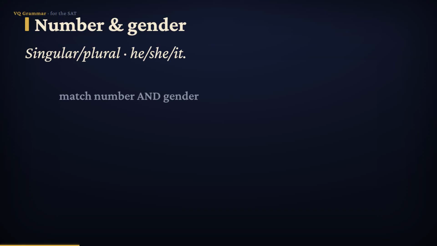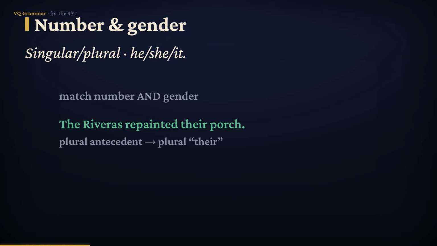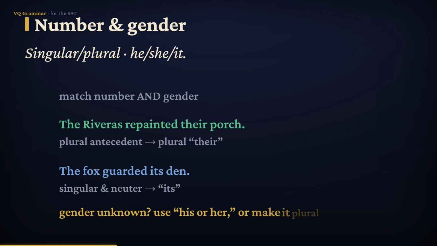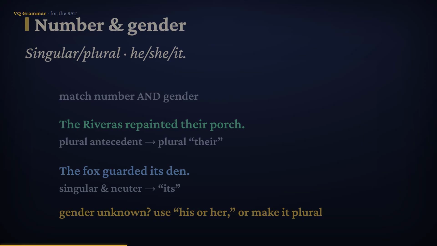Let's see number and gender in action. The Riveras repainted their porch. Riveras is plural, so the pronoun is plural, their. The fox guarded its den. A fox is singular and, as an animal, neuter, so its. One practical note: when a singular antecedent's gender is unknown, you can write his or her, or simply reword the sentence to make the antecedent plural, which avoids the issue.